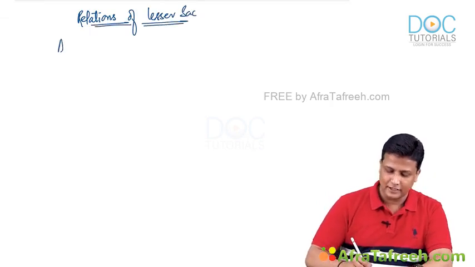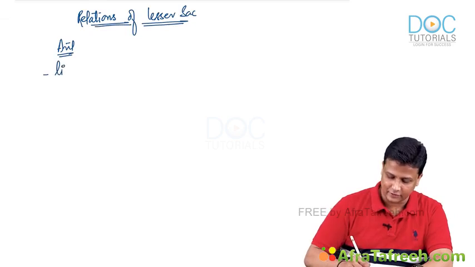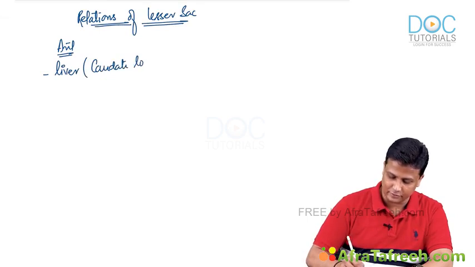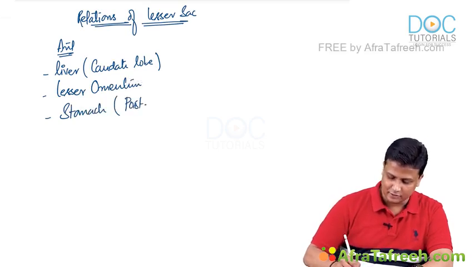First, let's see what will be the anterior relations of the lesser sac. Anteriorly, you will be first of all having liver, but be very careful, it is the caudate lobe of the liver. Below that, you will be able to appreciate the omentum, and that omentum is lesser omentum. And below that, you will be able to appreciate the stomach, but which surface of the stomach? Of course, the posterior surface of the stomach.